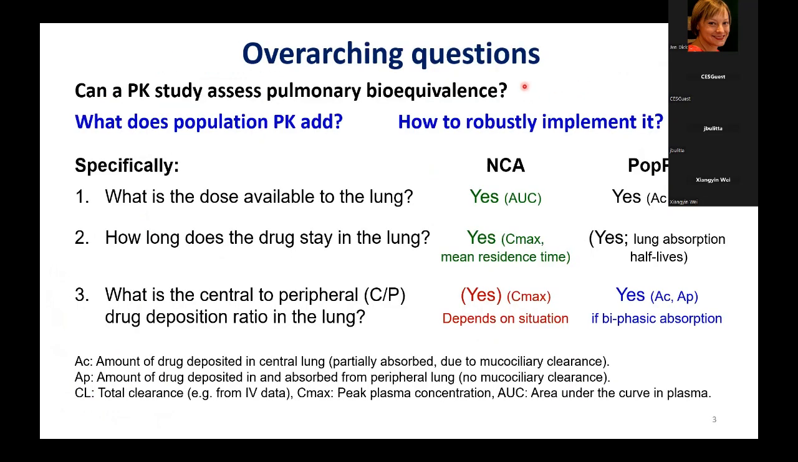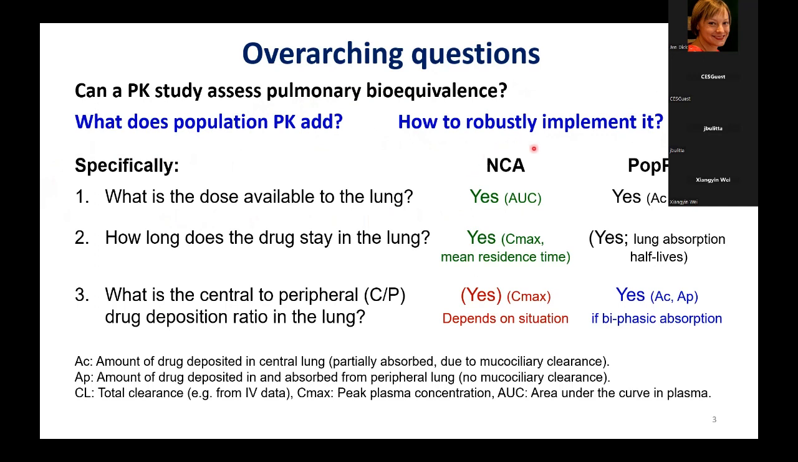The overarching question is, can a pharmacokinetic study assess pulmonary bioequivalence? What does population PK add, and how can we implement pop PK and its variability components properly? So specifically, the three most important questions are, what is the dose available to the lung?